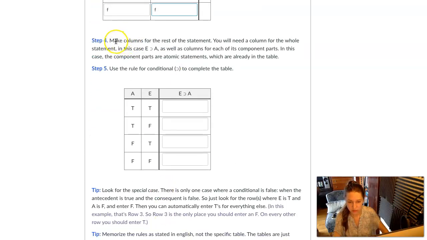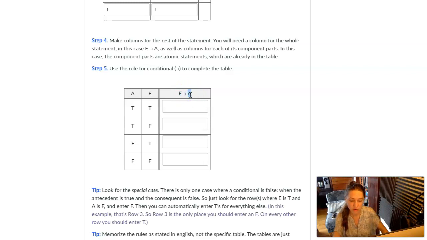Okay, so now we need to make columns for the rest of the statement, and the statement we ultimately want is here. Does it have parts? Yes, but those parts are just atomic statements and they're already in the table, so we're done. And now we use the rule for conditional to complete the table. There's only one case where a conditional statement is false. That's when the antecedent, that's E, is true and the consequent is false.